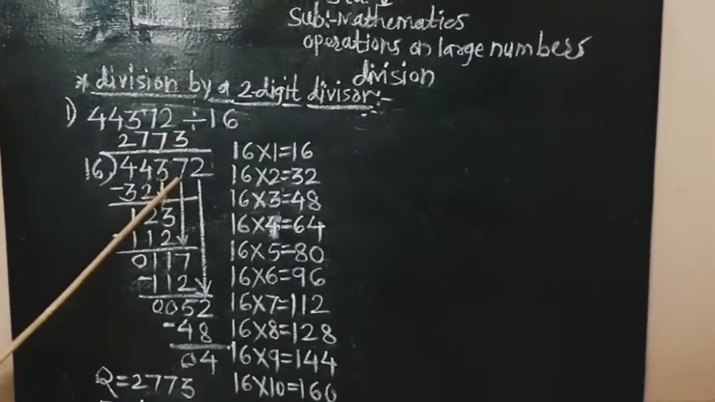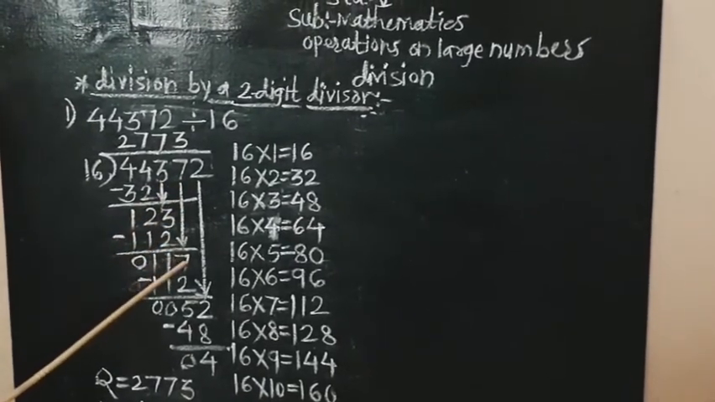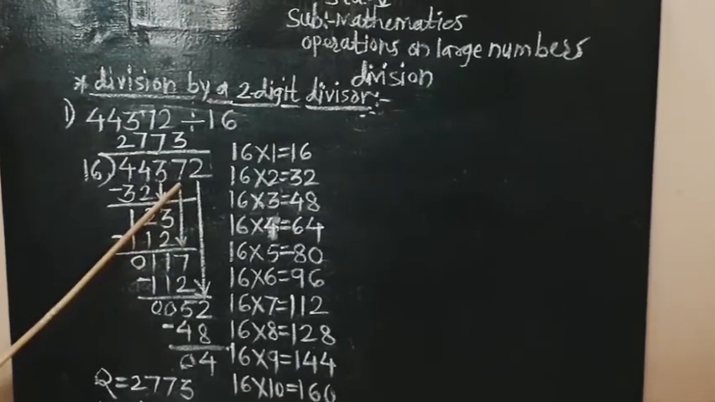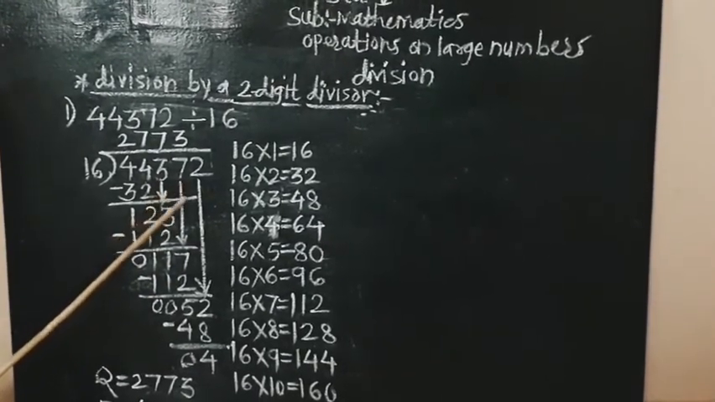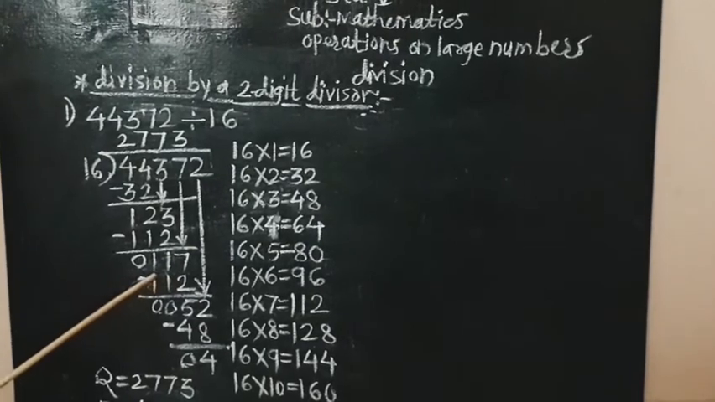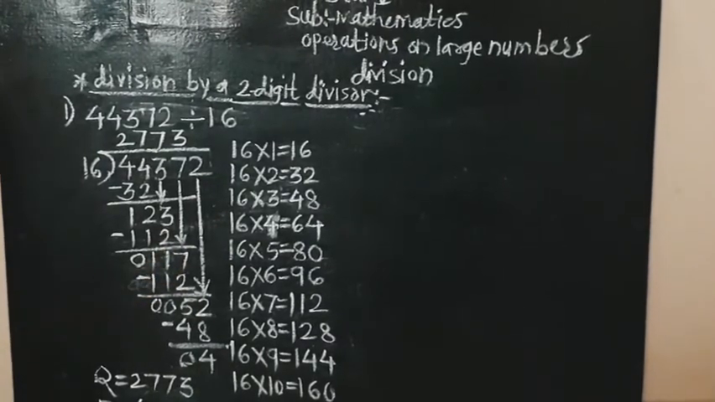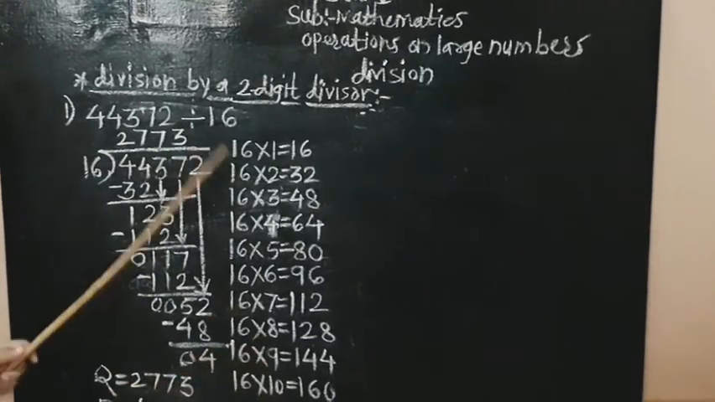Again, what is the next step? You bring down the next number. Which is the next number here? 7. I bring down this 7 here. So I got one more new number, 170. So again, what is the next step?